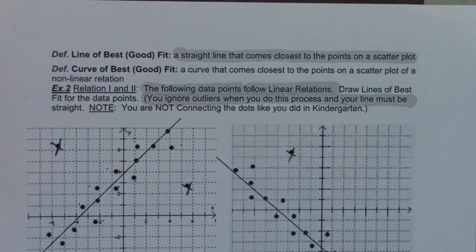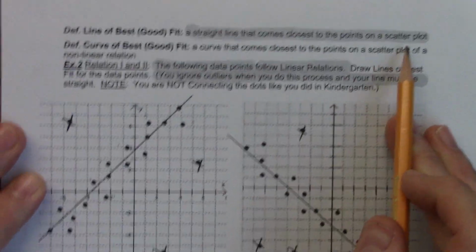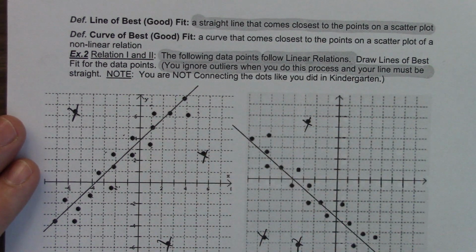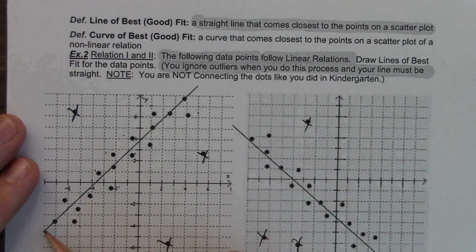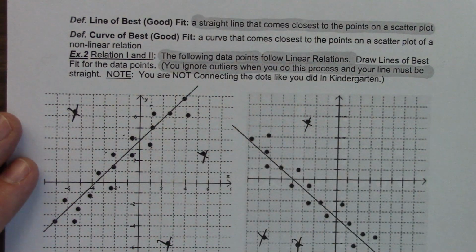Next, line of best fit, or good fit. It's a straight line that comes closest to the points on a scatter plot. What is a scatter plot? Well, it's just a bunch of points on a grid. Okay, so what is the line of best fit? It's the line that goes through sort of the middle of all of these points.